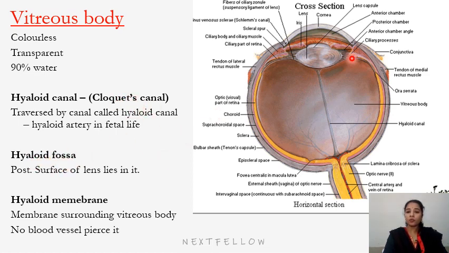The hyaloid fossa is where the lens rests, where the posterior surface of the lens lies in it. And the hyaloid membrane is the covering surrounding the vitreous body, and no blood vessel pierces the hyaloid membrane.